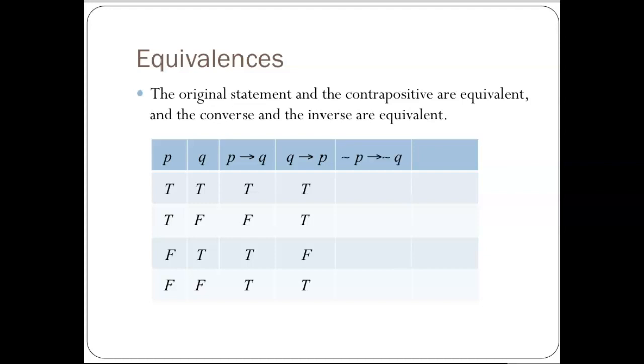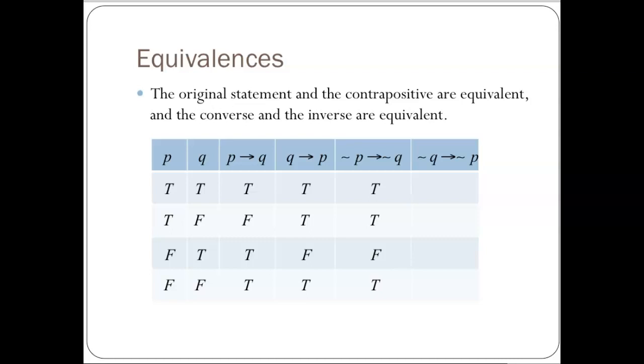Next one: not P, then not Q. Again, the one place where this is going to be false is if you have a true statement implying a false statement. So be really careful. If you need to write down what not P and not Q are, feel free to do that. If you look in the third row, the opposite of false is true, so not P is true and not Q is false. That's the one place where it's going to be false.